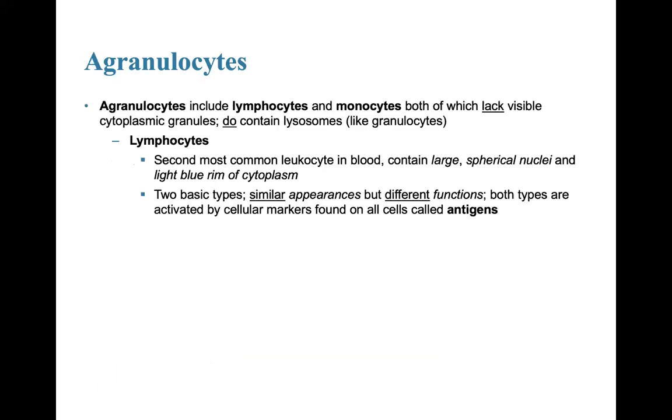Okay. Now your agranulocytes include lymphocytes and monocytes, two very important cell groups. The lymphocytes can be very important in your adaptive immune response with both B cell and T cell pathways. Monocytes will actually mature into macrophages, which are roaming phagocytic cells. So the lymphocytes are the second most common leukocyte in blood. They contain large spherical nuclei and a light blue rim of cytoplasm. Then you have two basic types, similar in appearance, but very different in their functions. Both types are activated by cellular markers found on cells called antigens.